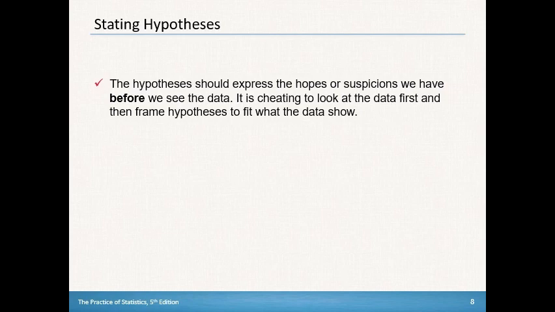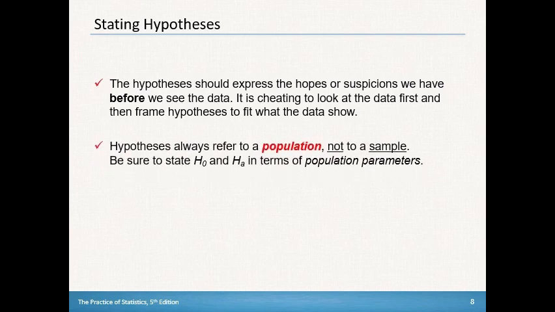You have to come up with what you think it is first, write your hypotheses, and then collect and analyze the data and see, then make a decision based on that data, whether to reject your null hypothesis or not. All right. Also, the hypotheses should be stated in terms of the population.